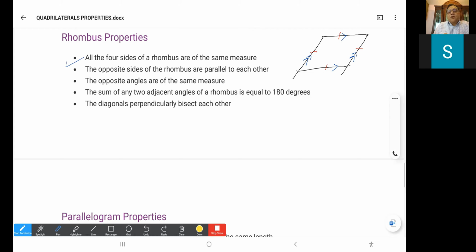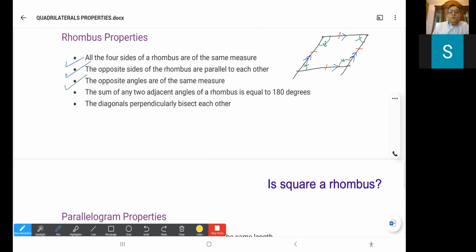All the 4 sides of a rhombus are of the same measure. That is shown by 1 dash in red. The opposite sides of the rhombus are parallel to each other as we have shown with the arrows. The opposite angles are of the same measure. So the angles are not right angles, but they are equal. These 2 angles are equal and these 2 angles are also equal. So these are the opposite angles which are equal. Is that clear to you? Perfect.